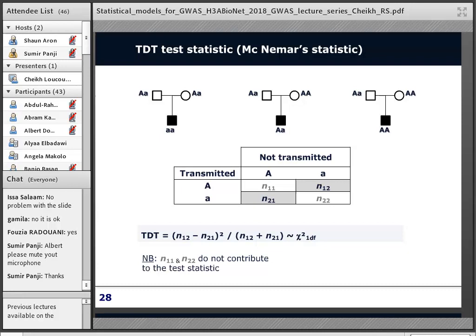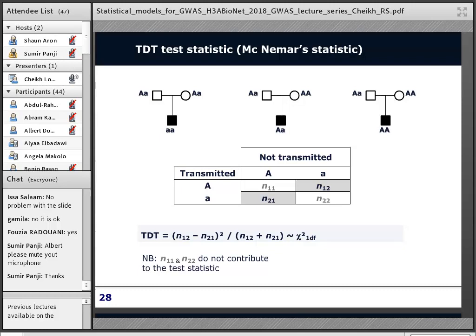For example, here you can have several trios, and you have to count across your sample. You have to count the number of times a parent is transmitting capital A allele instead of small a, and the opposite. The number of times a parent is transmitting a small a allele instead of capital A, which is the count N21, like number of times allele 2 is transmitted instead of allele 1.